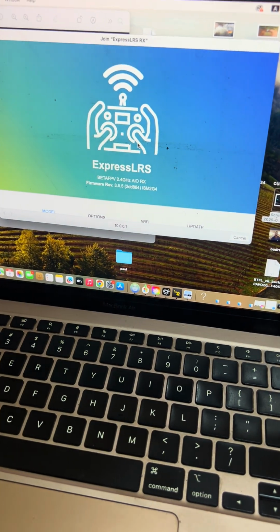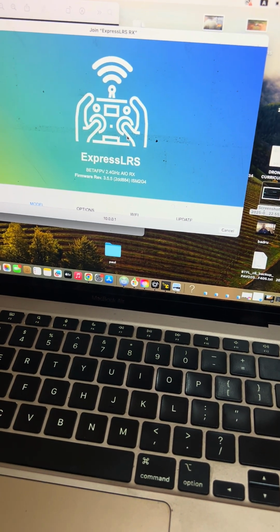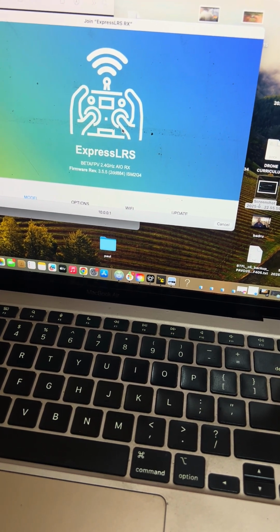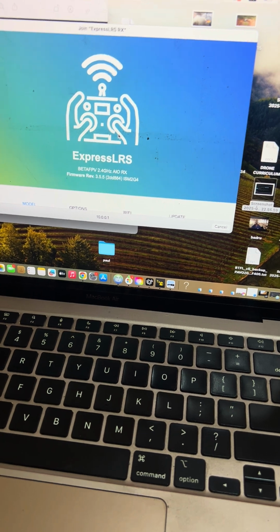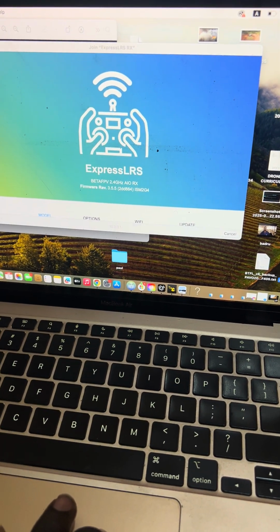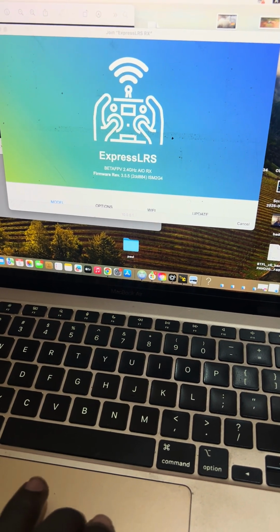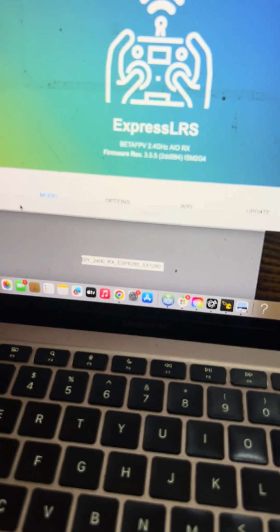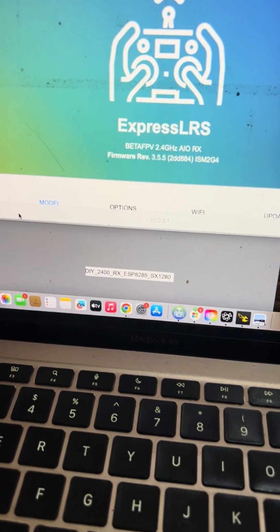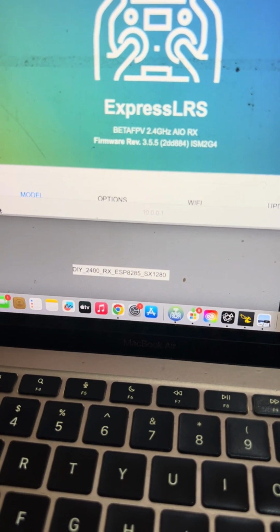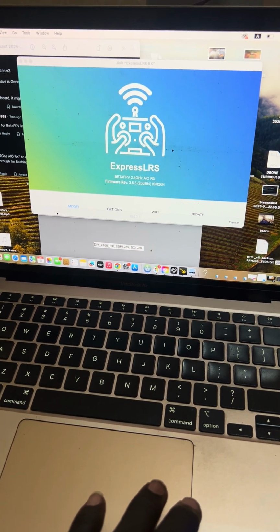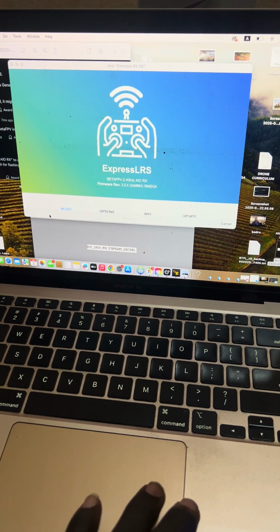Right now it's fixed because it is showing me the actual receiver in the drone that can actually be found in the ExpressLRS Configurator, but before it was showing me something like this. Yeah, it was showing me that the receiver I have in my drone is this, this one below here. So that would not be a big problem, but because it happens a lot, sometimes you get the name and the name is not right and all that.